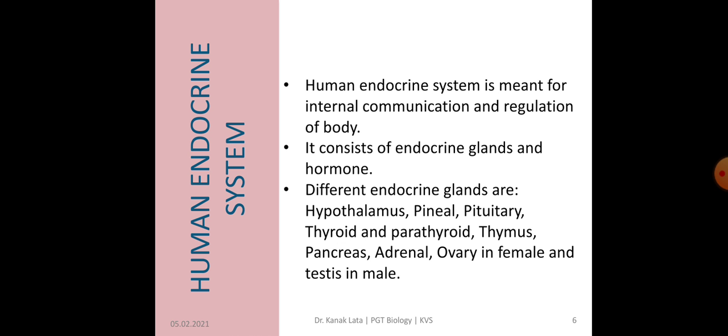Now the next topic is the human endocrine system. The human endocrine system is meant for internal communication and regulation of the body, as we have seen earlier. Endocrine systems consist of endocrine glands and hormones secreted by these glands. Human endocrine glands are hypothalamus, pineal, pituitary, thyroid and parathyroid, thymus, pancreas, adrenal, ovary in female and testis in male.